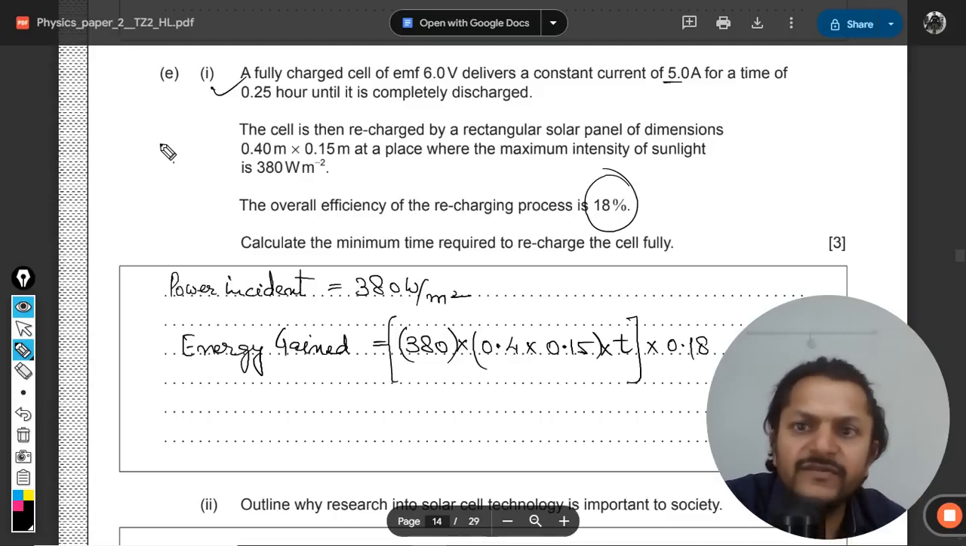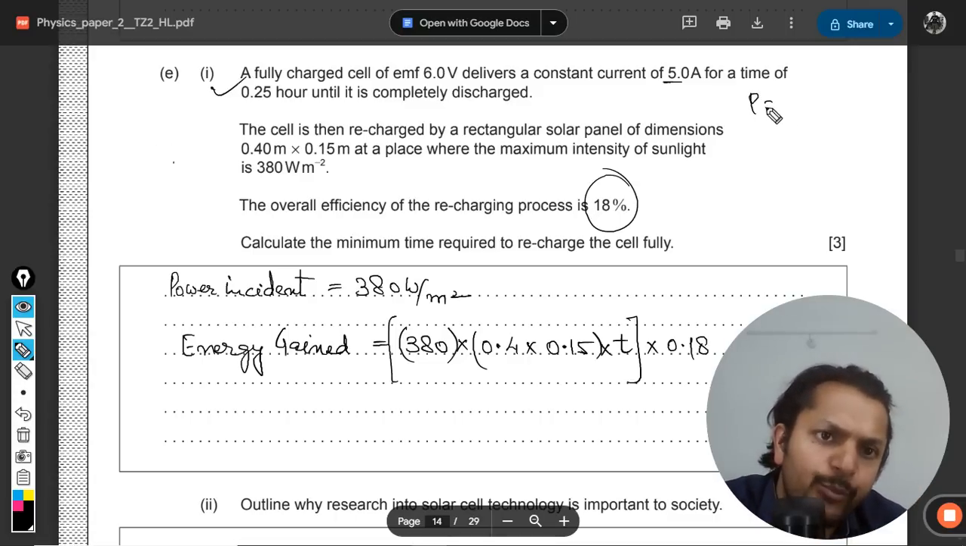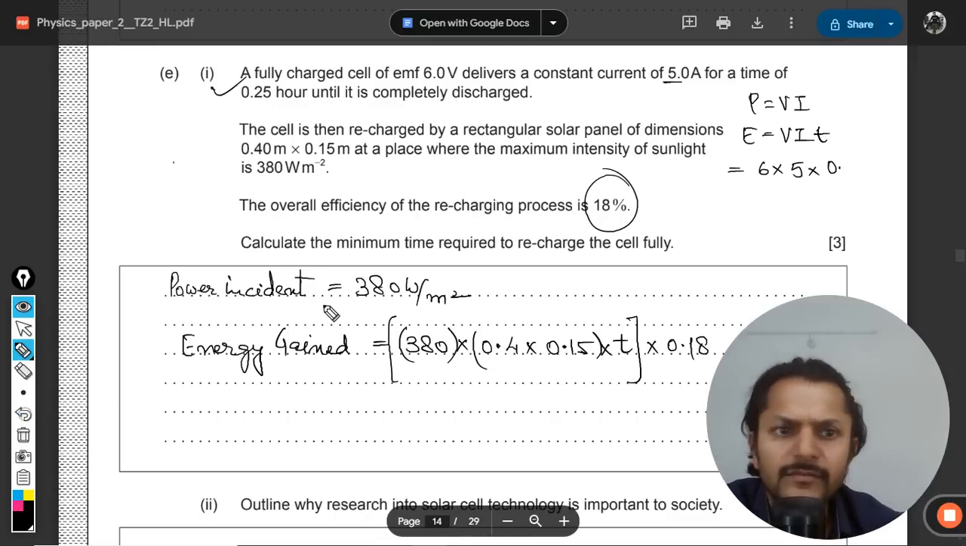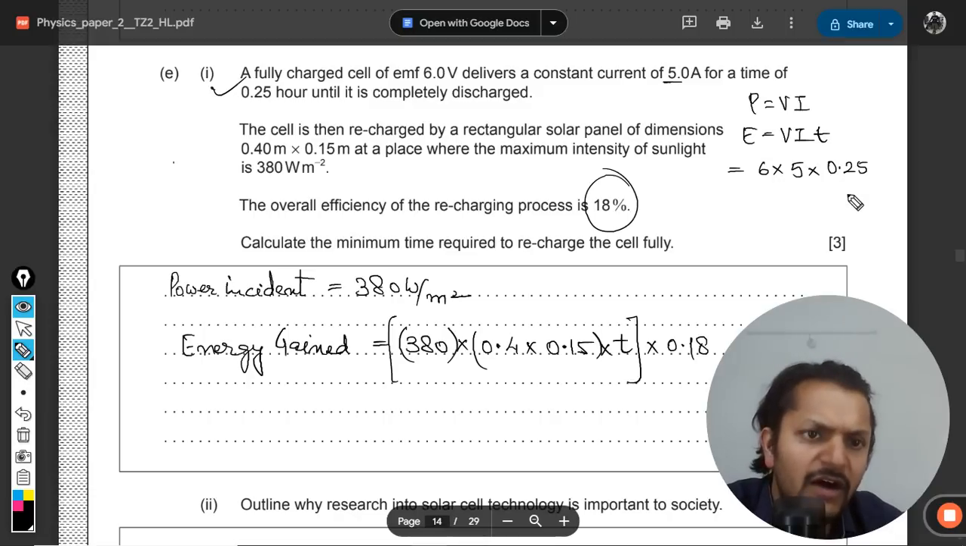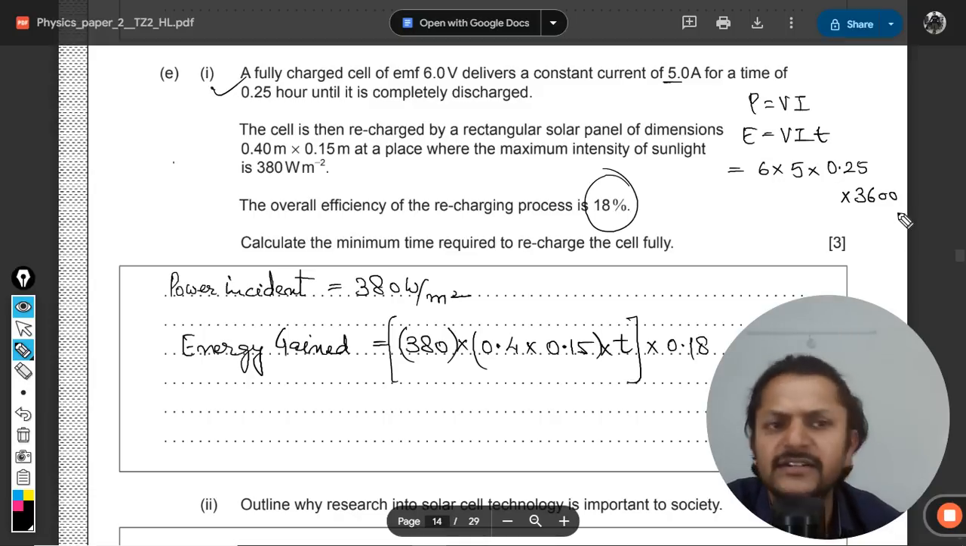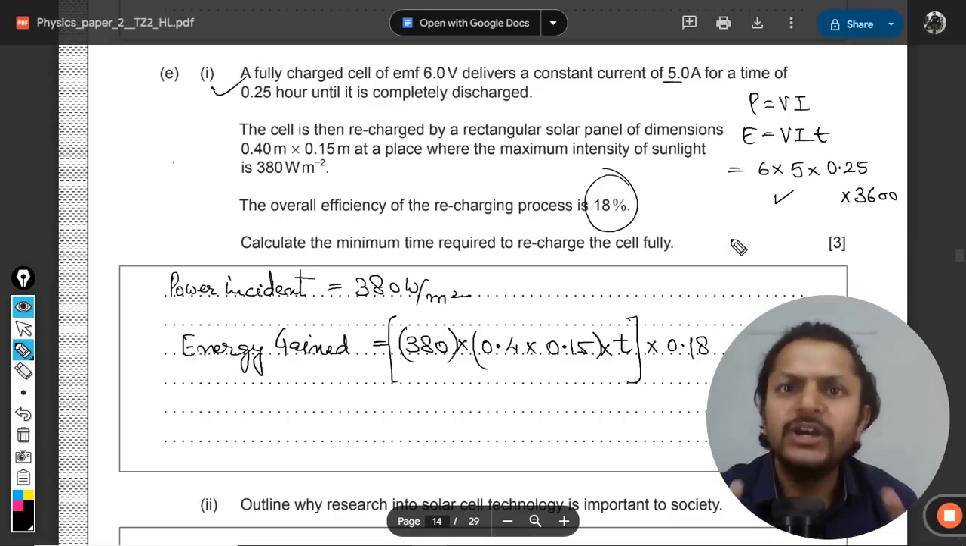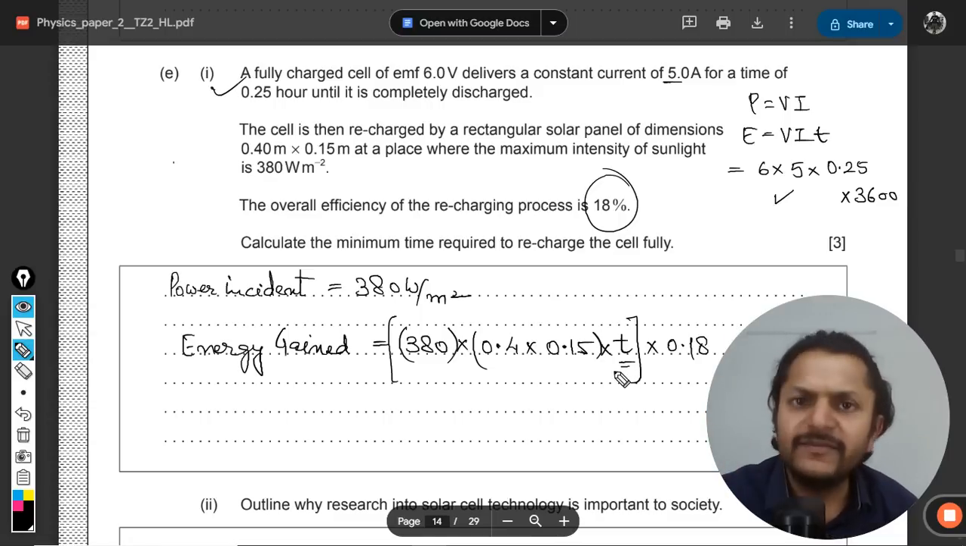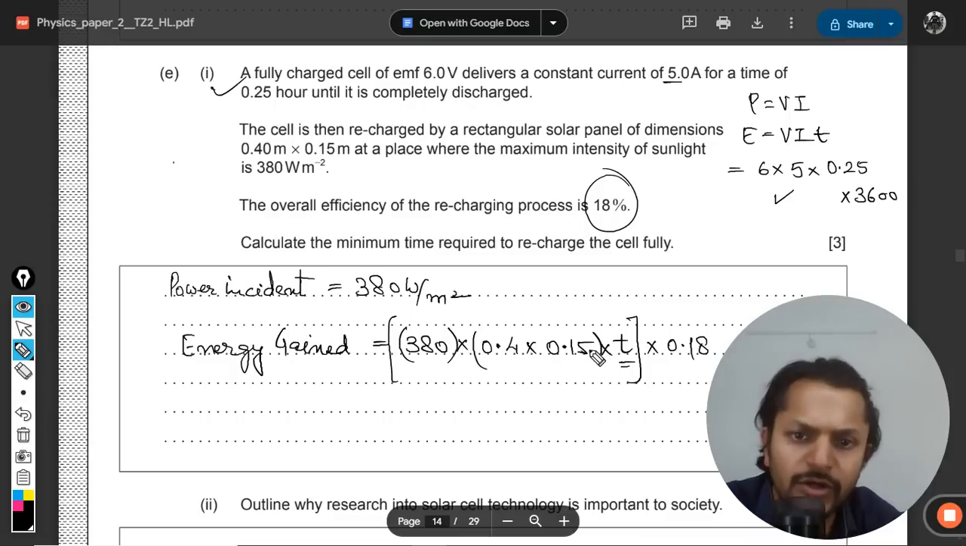What is the total energy with the battery now? So the power formula is V into I. So energy can be taken as V into I into T. So voltage is 6, current is 5, and the time is 0.25 hours. Hours means it has to be multiplied by 3600 seconds. So this is the total energy that can be stored in the battery. So we would be equating these two and we will find the value of T. This is what we're gonna do.